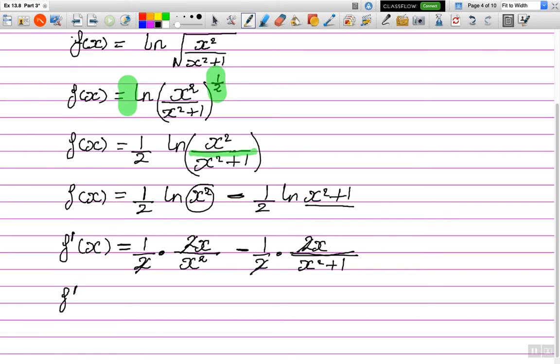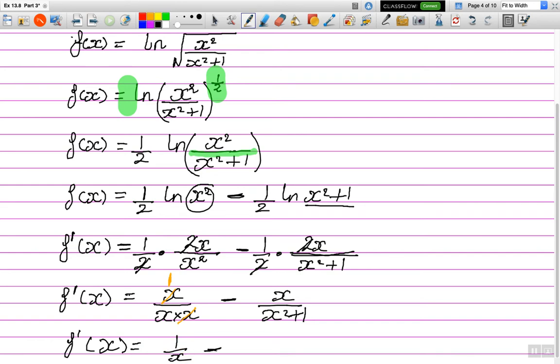So we've now got f dashed x is equal to x over x squared, which of course is x times x, minus x over x squared plus 1. And we're still tidying it up, because one of the x's on the bottom will cancel with one of the x's on top. So f dashed x is equal to 1 over x minus x over x squared plus 1.